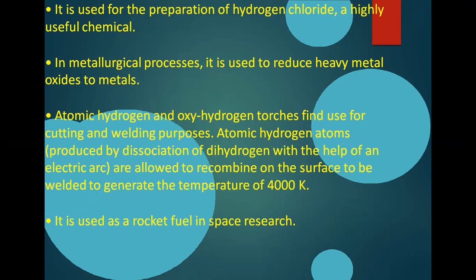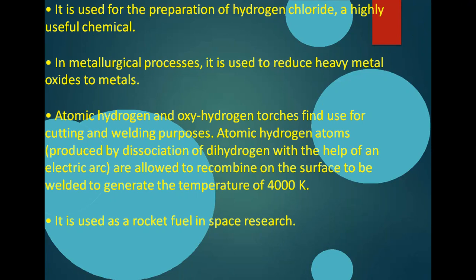Atomic hydrogen atoms, produced by dissociation of dihydrogen with the help of an electric arc, are allowed to recombine on the surface to be welded to generate a temperature of about 4000 Kelvin. So the welders, whom we used to see with sparking light whenever they weld metal objects, use dihydrogen and oxy-hydrogen torches.